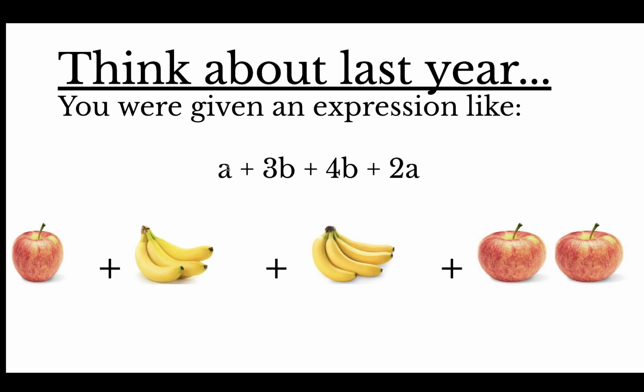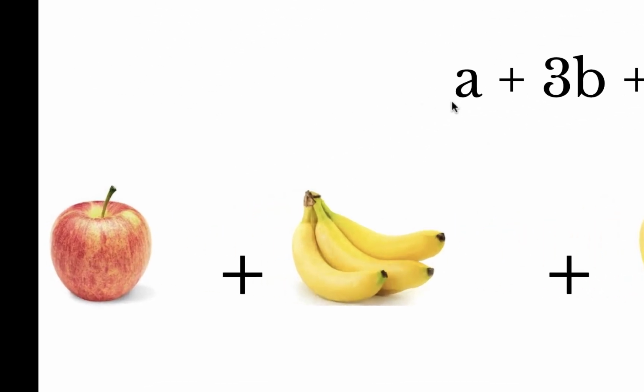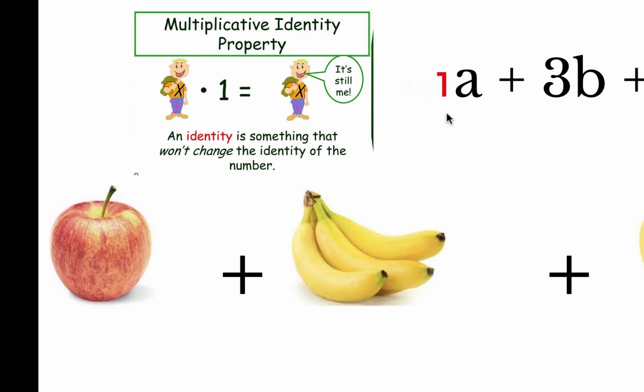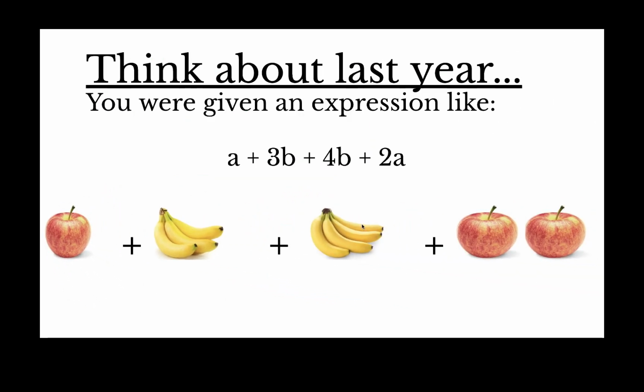One thing to point out here, do you notice how when I said an apple, that represented 1 apple? I don't need to say 1A. I can just say A and it represents 1. There's that invisible 1 in front of a variable all the time because of that identity property of multiplication, where you're taking 1 times any number, you're going to get that number. So we have 1 apple plus 3 bananas plus 4 bananas plus 2 apples.